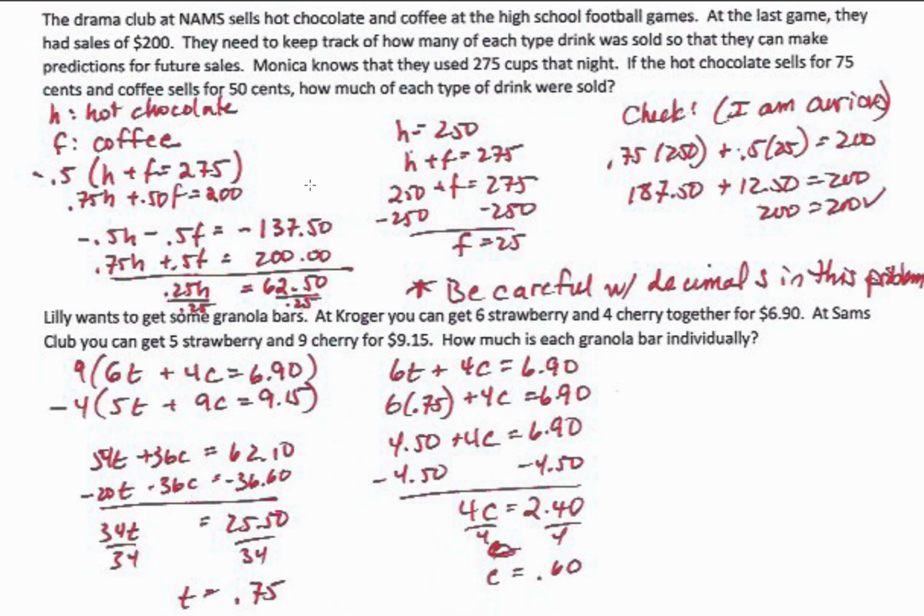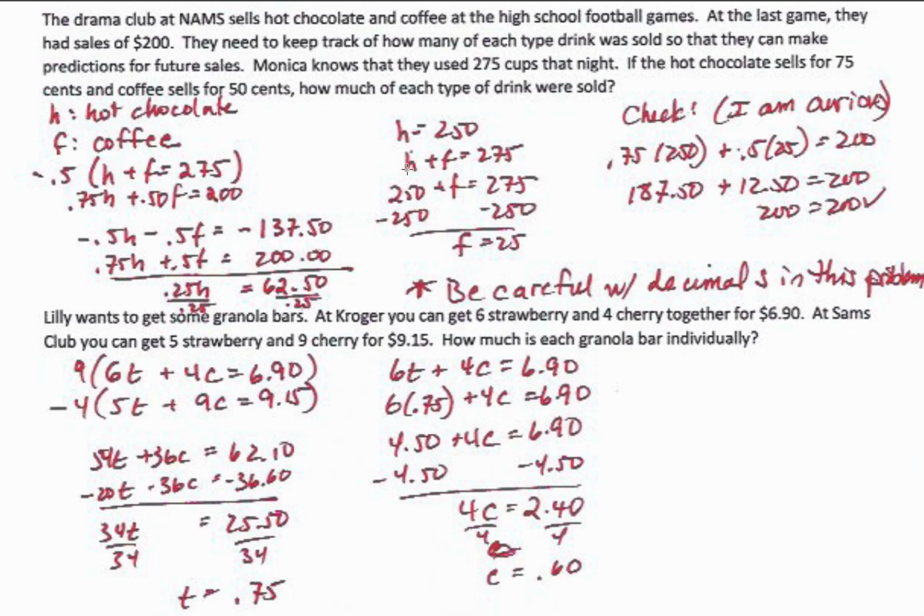So now, to make it the same, I want to get rid of the f's, so I'm going to distribute a negative 0.5 to the top equation, which gives me negative 0.5h minus 0.5f equals negative 137.50. Now they're lined up, add them up. I get 0.25h, the f's cancel out, abducted by Sasquatch, abducted by aliens, squished by Sasquatch. And negative 137.50 and 200 is 62.50, dividing by 25 cents each. And I get that H is 250.